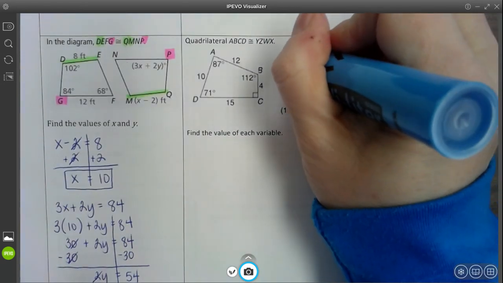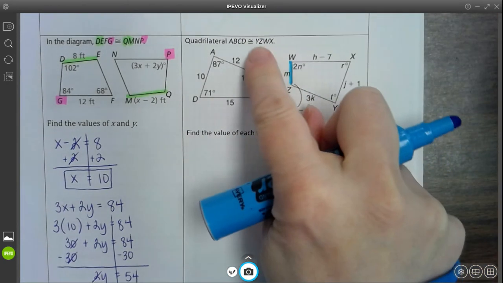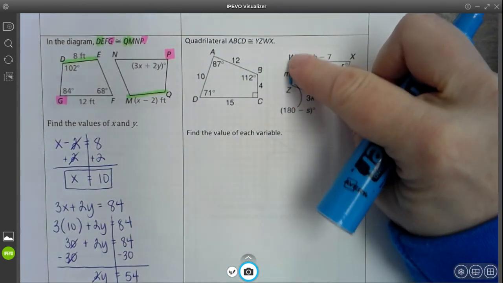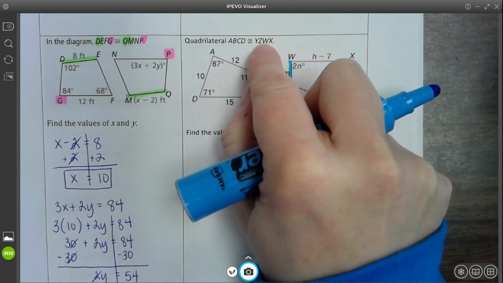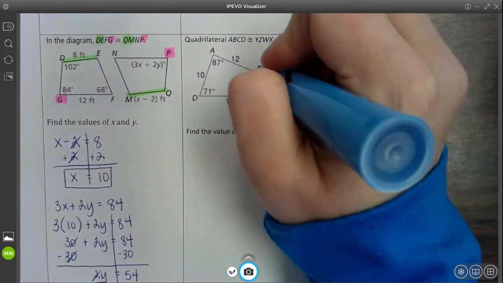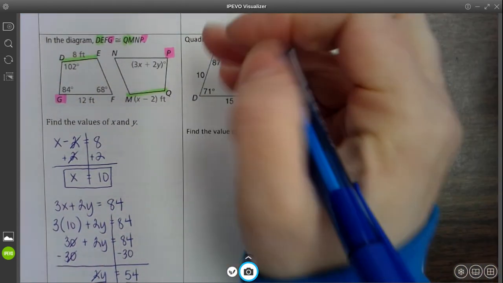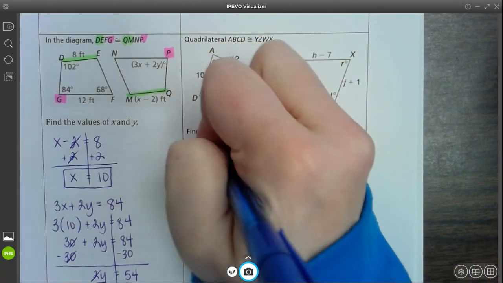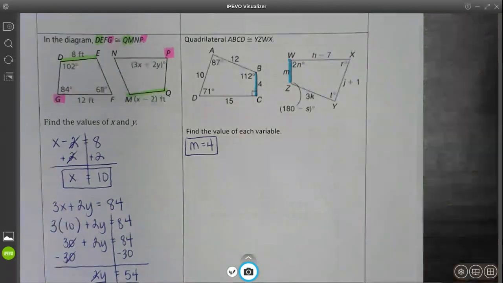All right, here's M. Now, if I look up here in the statement, M is on segment WZ. WZ are the middle 2 letters here. So the middle 2 letters over here are BC. So that tells me that those are the same. So first of all, M equals 4. There's one that is done.